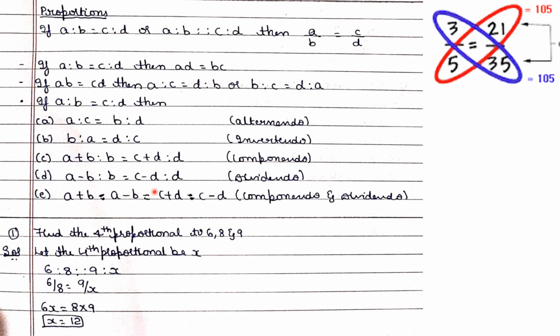Here are a few problems to find out what a proportion is and how to find the other proportional factors. If it is asked to find the fourth proportional to 6, 8 and 9, let the fourth proportional be taken as x. So 6 is to 8 as 9 is to x. It is written as 6 by 8 is equal to 9 by x. Do the cross multiplication: 6x is equal to 8 into 9. So x is equal to 8 into 9 by 6, which becomes 12. This is how you find the fourth proportional value.